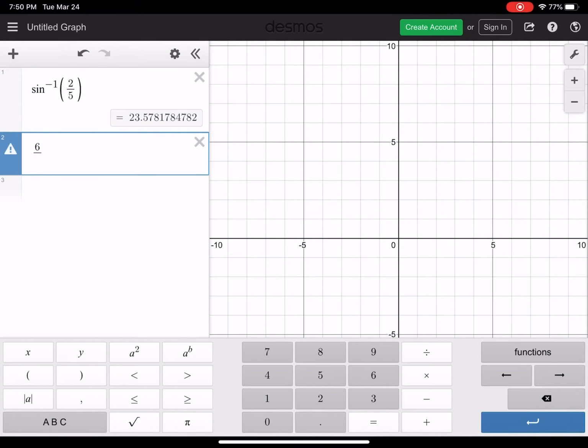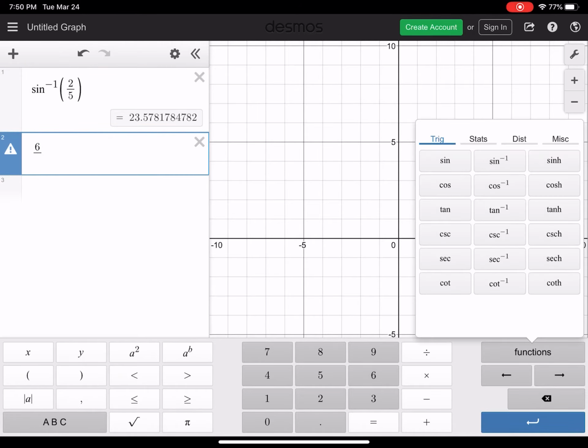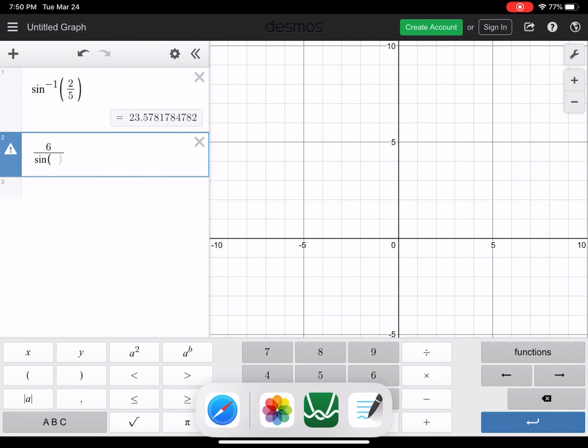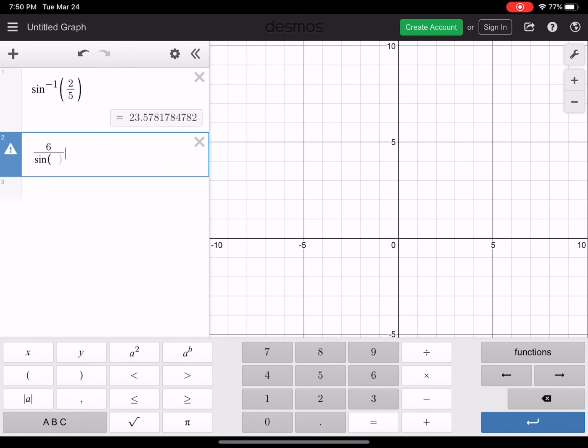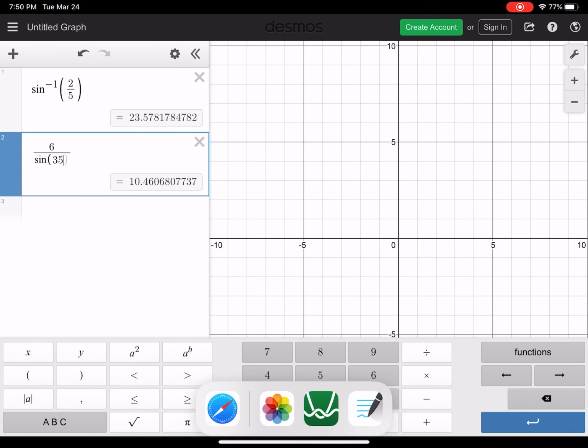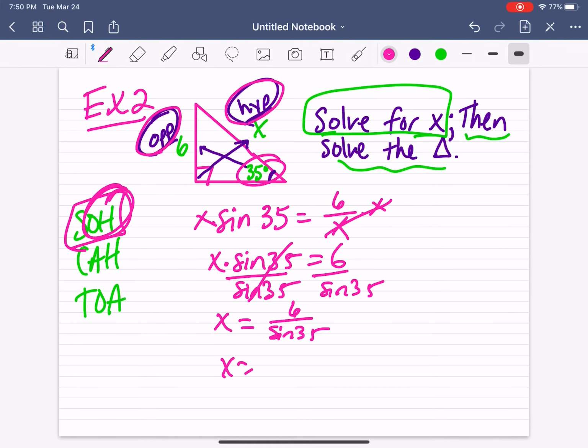So 6 divided by sine of how much? 35. So the side measurement is 10.46 units. So again, you can use trig or SOHCAHTOA to find angle measurements and side measurements.